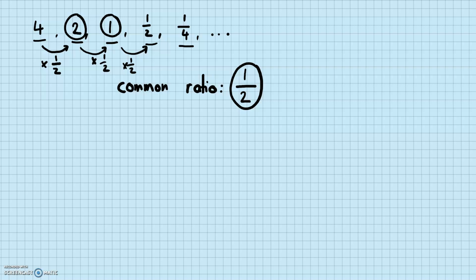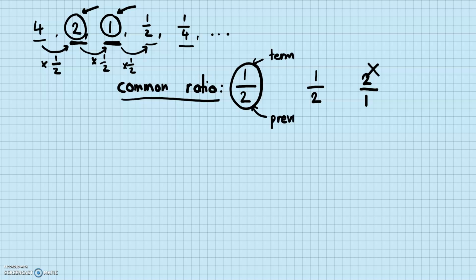So this example is important because you need to remember to divide the term by its previous term. So divide 1 by 2. Don't flip these around. So don't do the previous term divided by the term. Don't do this term divided by the next term. Okay, so this is not correct. When you're finding the common ratio, it has to be the term at the top and the previous term, not the next term, the previous term, in the bottom.